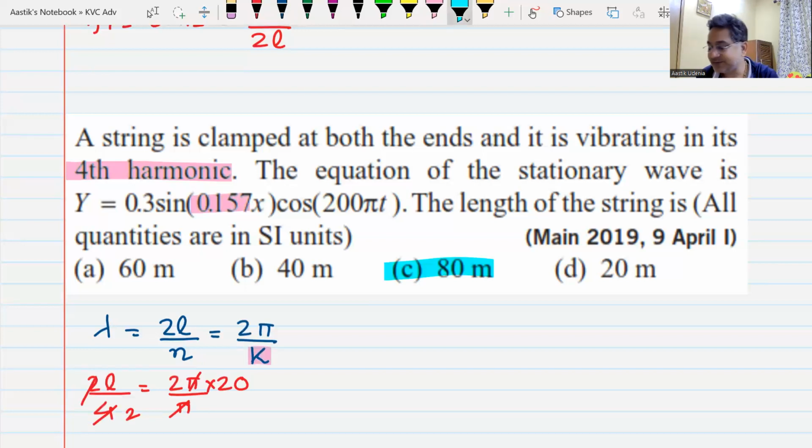Do we understand this? How did you get 40 meters? Can you tell me so that I can understand what went wrong? Can you tell me how did you get L as 40?